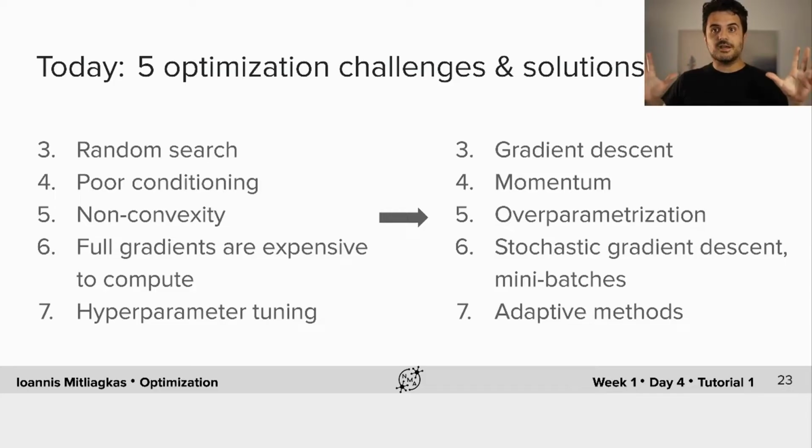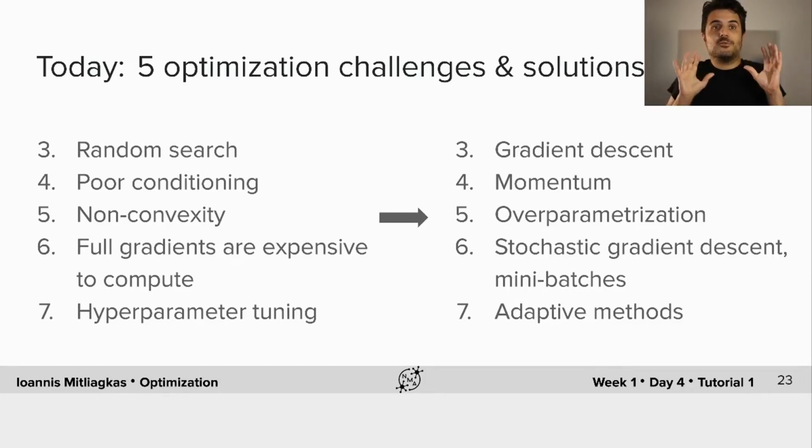And as a summary, these are the 5 little sections that are structured in the following way. On the left column, we have common challenges when doing optimization for machine learning. On the right column, we have the solutions. So we will see that random search is problematic, and we will see how gradient descent poses a good solution. We will see a notion called poor conditioning that causes us significant slowdowns, and how methods like momentum can help. We will see how non-convexity can be a headache, and how over-parameterization can help. We will see what that means.